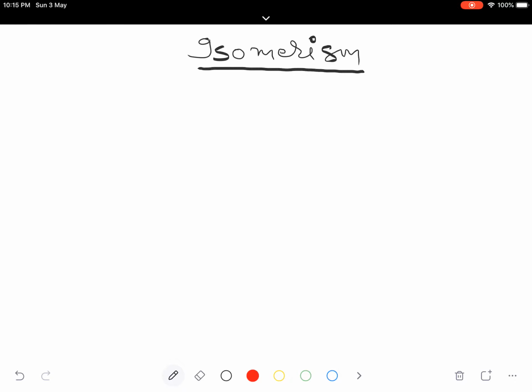Here I will start with the very basic definition or the meaning of isomerism. See, iso means same. Mer stands for unit, and this whole isomerism thing we say for the same molecular formula. Okay, so this isomerism will be exhibited by different compounds which are having the same molecular formula.